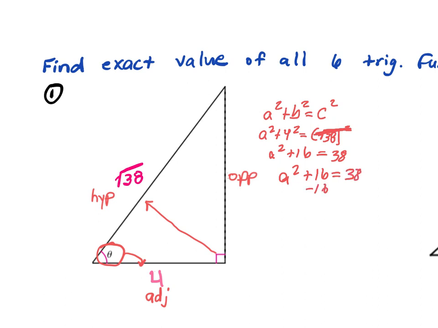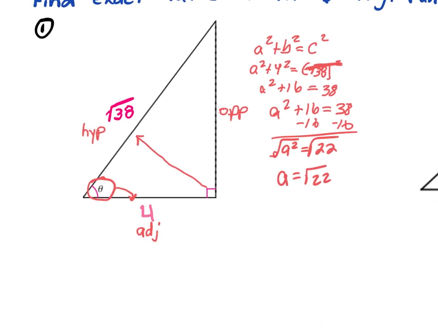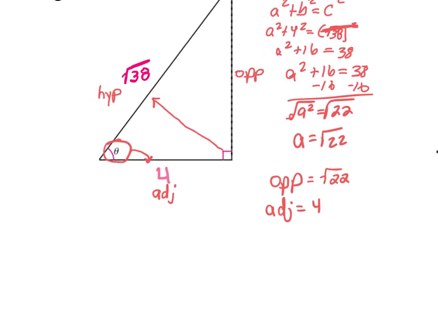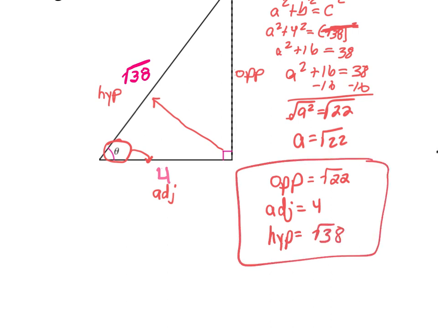I'm going to subtract 16 from both sides. A squared equals 22. Take the square root, and a equals the square root of 22. So in this case, my opposite side is the square root of 22. My adjacent side is the 4, and my hypotenuse is the square root of 38. Now you want to always, always, always simplify as much as you can.